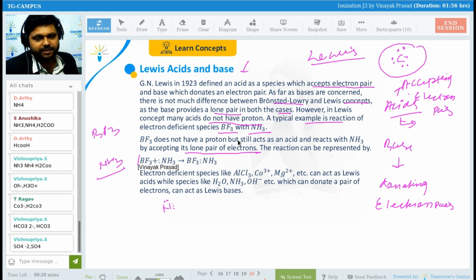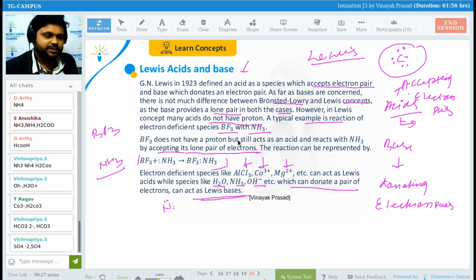So now you are getting BF3 plus NH3, giving BF3 NH3. Electron deficient species like AlCl3, CO3 plus, Mg plus 2, etc. can act as a Lewis acid, while H2O, NH3, OH minus, etc., which can donate a pair of electrons, can act as a Lewis base. Guys, please have a look at this and then tell me if there is any problem.